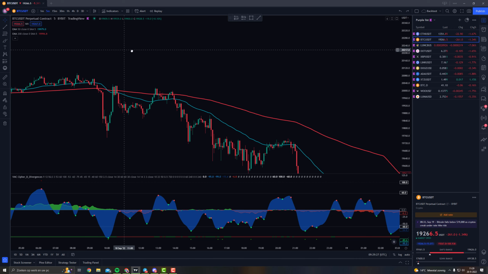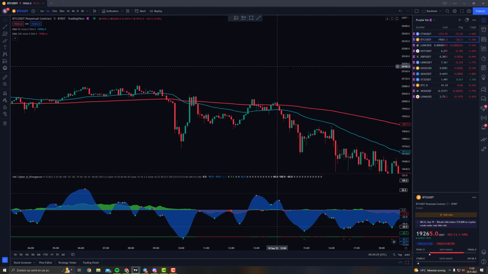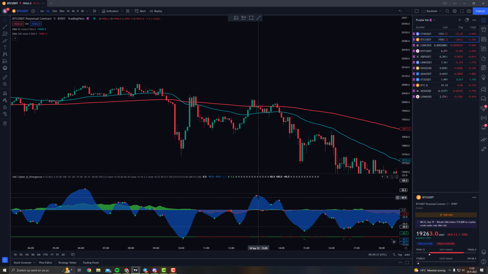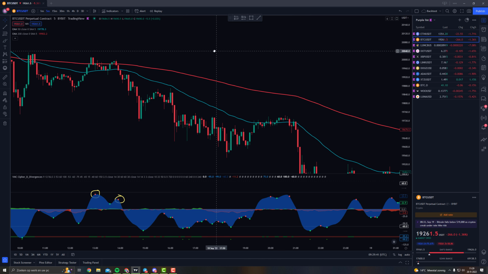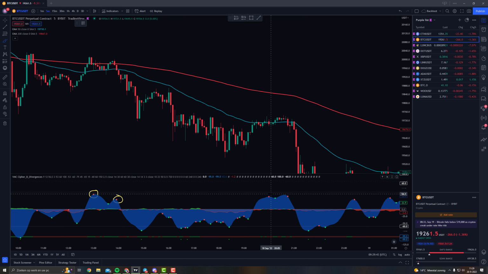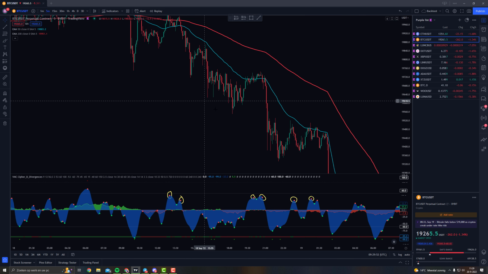When do you take an entry? Well, that's going to be on the first dot above the 0 line of the VuManChu, and it should be a red dot. So that's going to be this one. You can take an entry here, you can take an entry here, you can take an entry here, and you can take an entry here, here, here. But that's up to you how long you keep going.